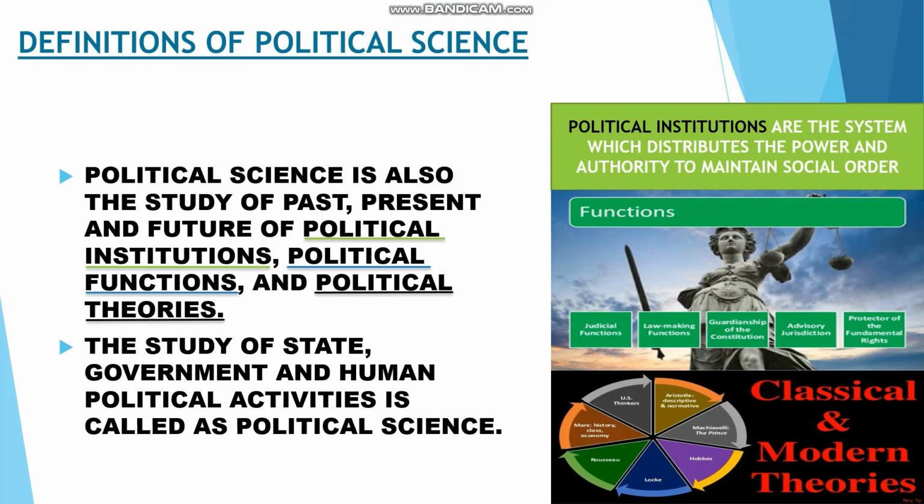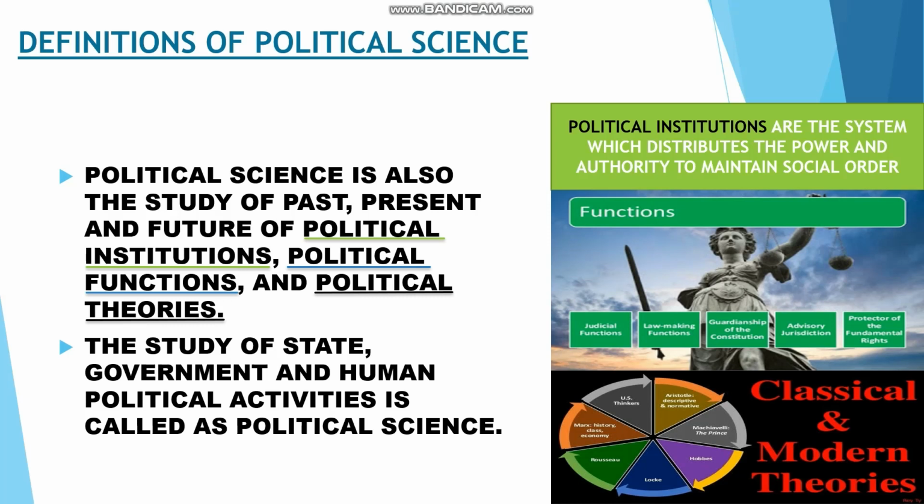Political science is also the study of the past, present, and future of political institutions, political functions, and political theories. So it studies all three tenses, that is past, present, and future, of political institutions, political functions, and political theories.